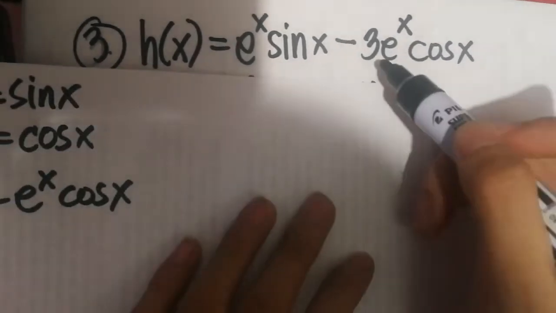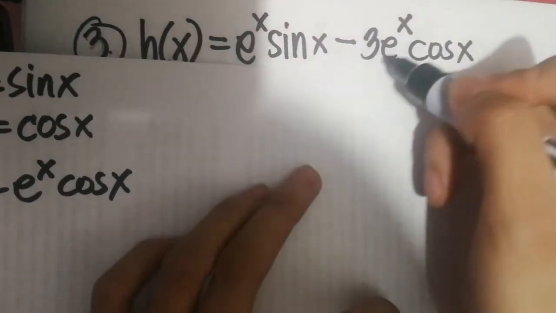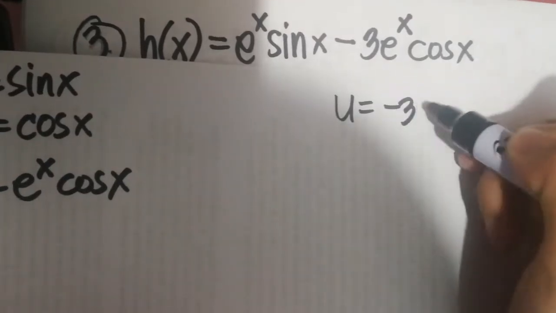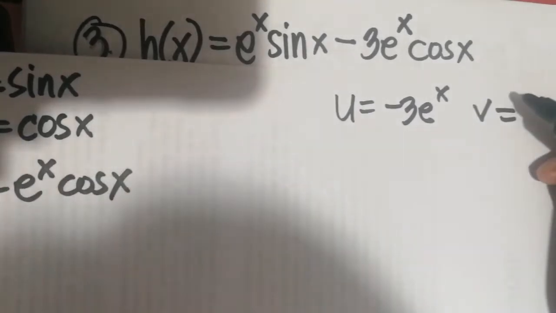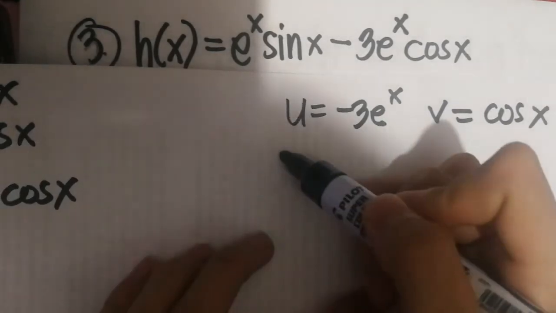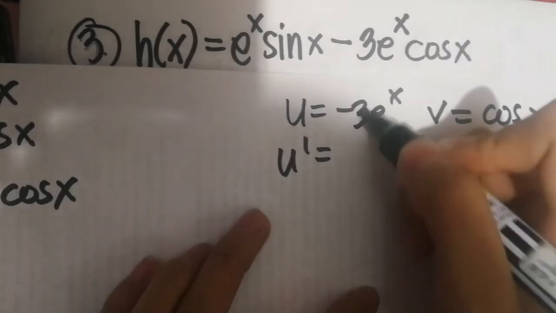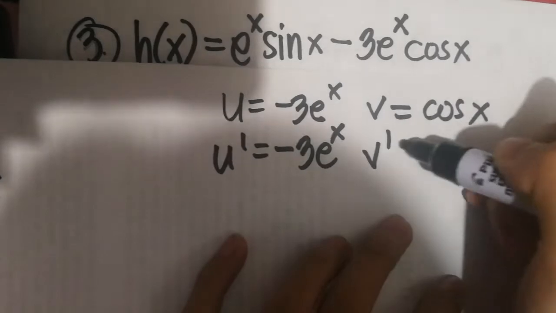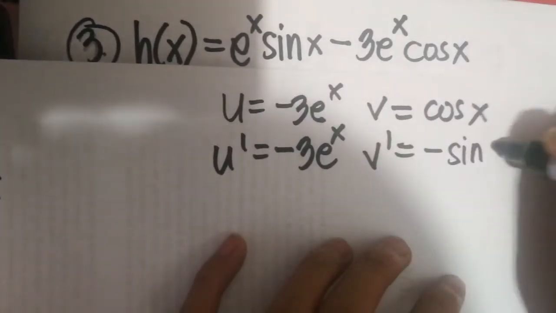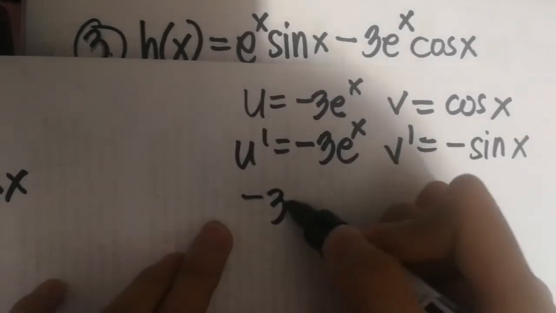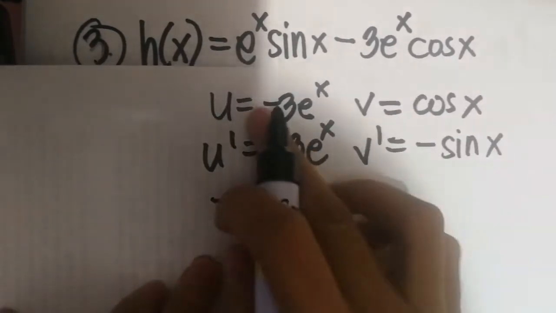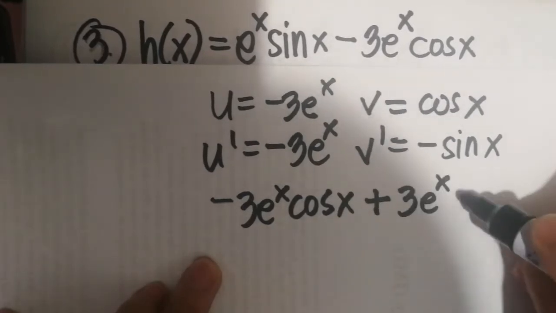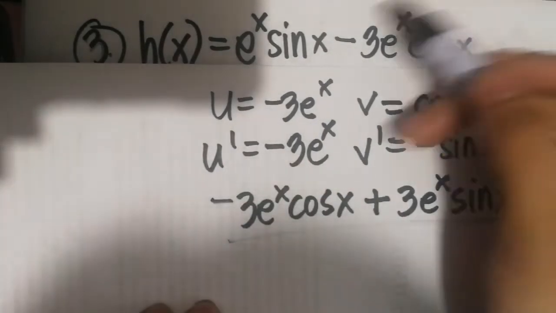Next is the derivative of the second term. We have negative 3e raised to x times cosine x. Therefore, you have to apply the product rule again. So, let u is equal to negative 3e raised to x power. Then, v is cosine x. Get the derivative of u and v. U prime is constant multiple rule. So, the same, negative 3e raised to x. Then v prime, the derivative of cosine is negative sine x. Cross product, we have negative 3e raised to x times cosine x. Negative 3e raised to x times negative sine x is positive 3e raised to x times sine x. So, this is the derivative of the second term.